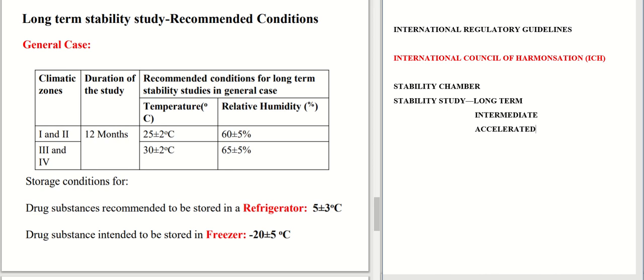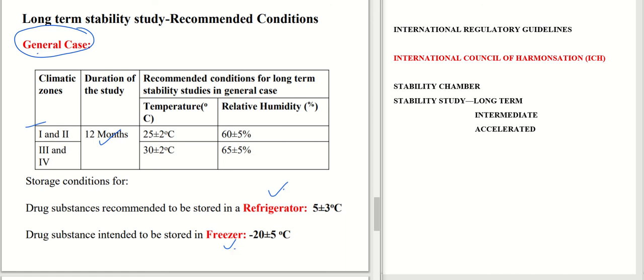Long term, the name itself indicates the study time would be a longer time. Say, for example, the duration of the study would be 12 months, nearly 1 year, based upon the product. For climatic zones 1 and 2, this is for a general case, normal dosage forms which are stored at normal room temperature. There are a few drugs and drug substances which are stored in refrigerated conditions, or supposed to be stored at freezer conditions. So based on this, the cases have been divided into general case, refrigerator case, freezer case.